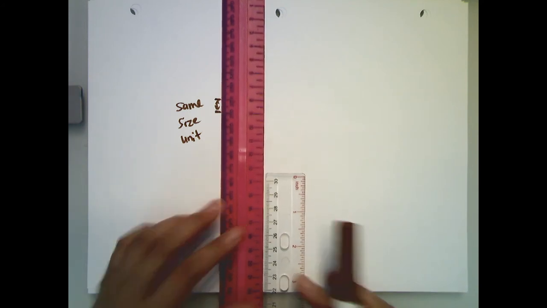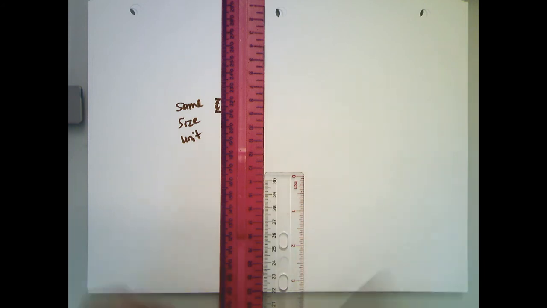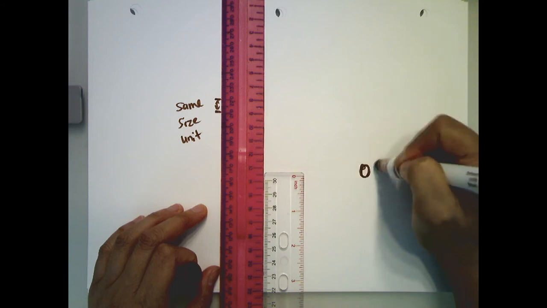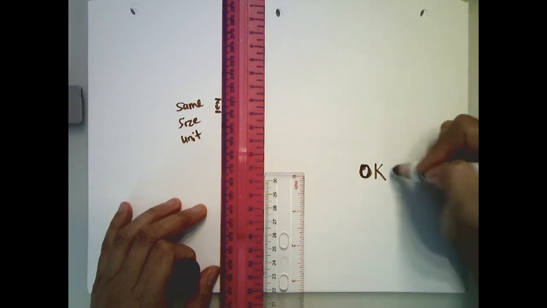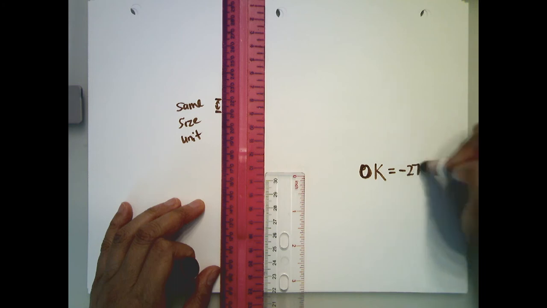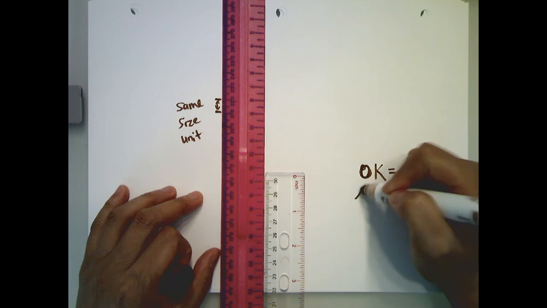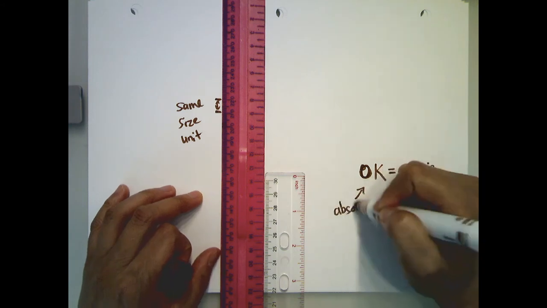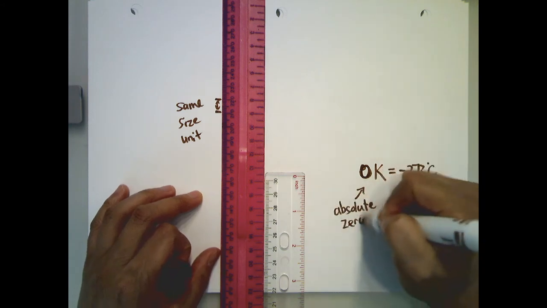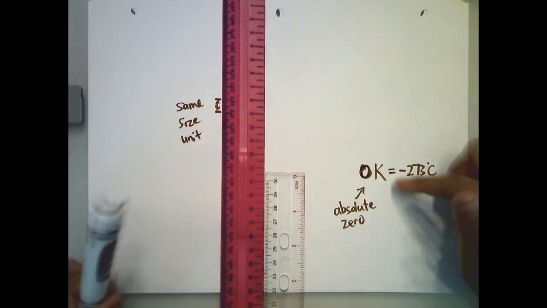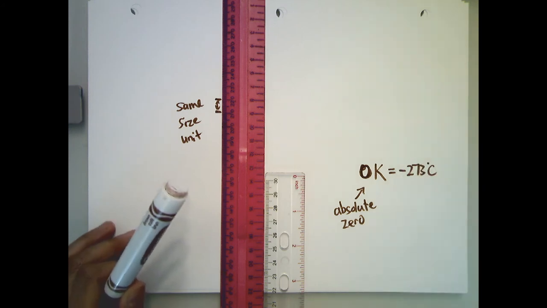Now, what do I mean by shifting? Well, basically, the Kelvin scale, 0 Kelvin, is equivalent to negative 273 degrees Celsius. That's called absolute zero. That's the coldest you can ever have. You can't get any colder than that. And that's where the scale of Kelvin starts.